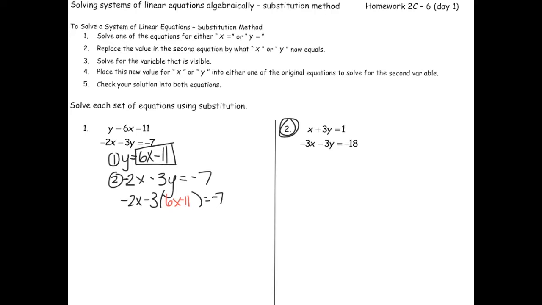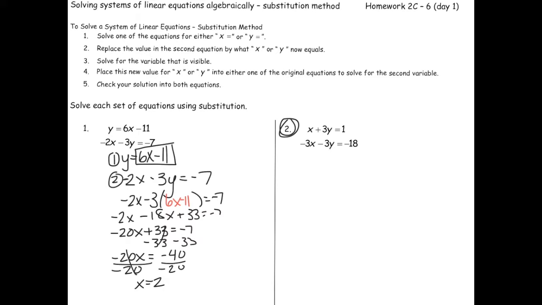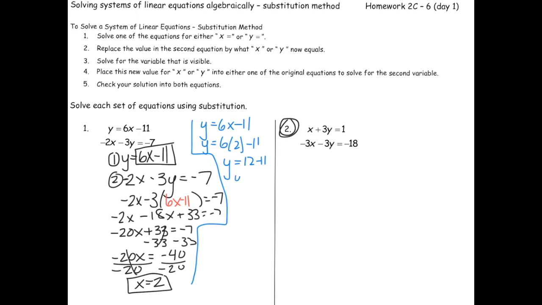So let's do our thing, distribute and all that, and solve for the first letter. All right, so after I distributed and combined like terms, I solved for x and I got x is equal to 2. So now let's solve for y. You can pick any equation. Quite personally, I think the top one is easiest to work with because I'm solving for y. It's already said equal to y. So I'm going to put y is equal to 6 times x minus 11. But instead of x, I'm going to plug in the number 2. So y is equal to 12 minus 11. y is equal to 1.